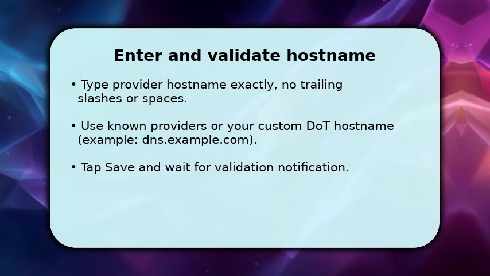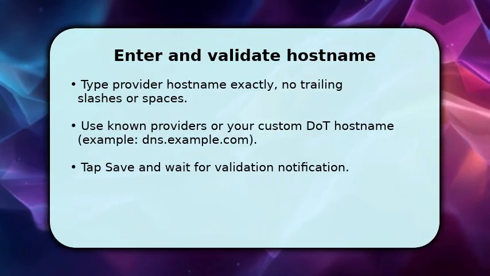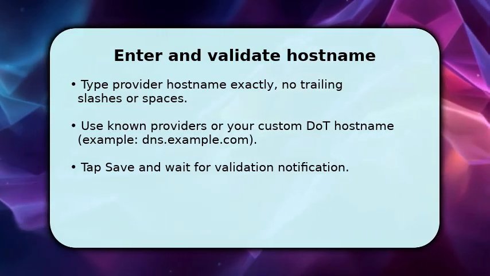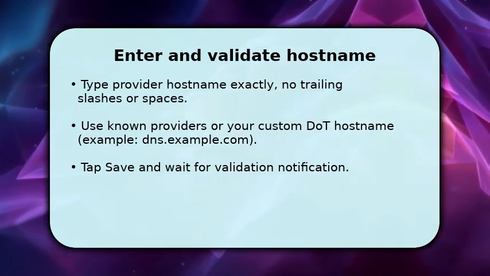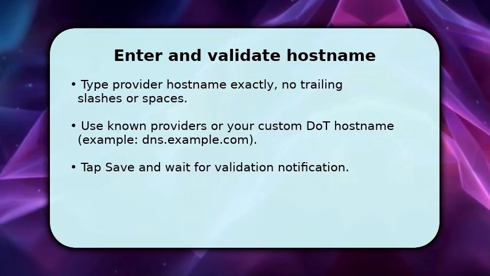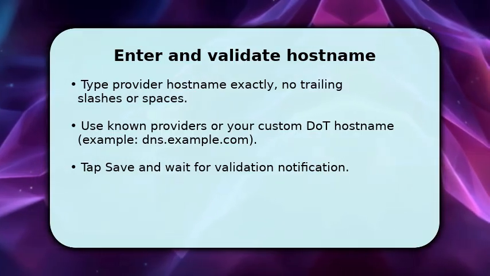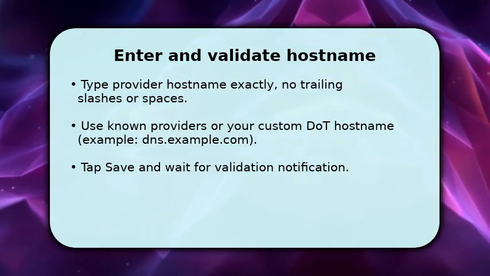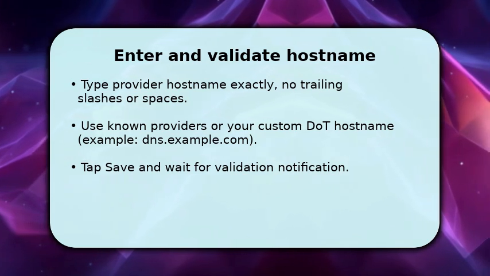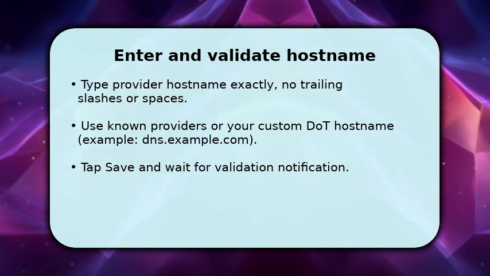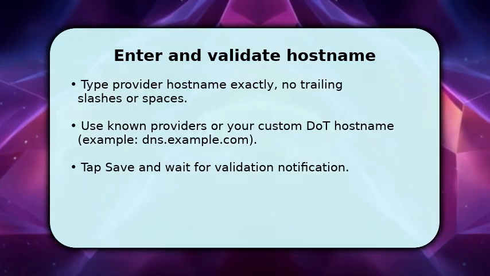Once you enter a trusted DoT hostname, for example dns.example, tap Save. The system will attempt a TLS handshake. If validation succeeds, Private DNS switches on. If it fails, Realme often shows a clear error. Make sure to retry with a verified hostname or switch to automatic temporarily to confirm network connectivity before proceeding.